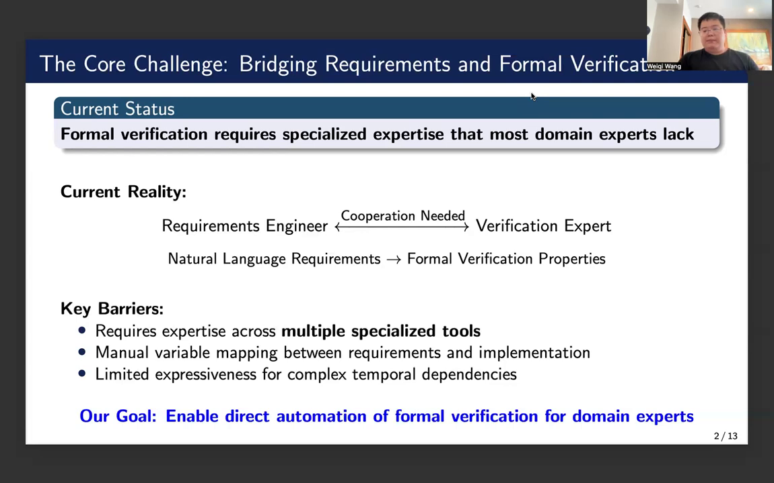First, we and the expert need to understand the tools, like multiple tools for formal verification. The second is that we still need some manual steps to map the variables between the requirement and the implementation variables. Besides that, many tools have limited expressiveness for complex temporal dependencies, so some constraints cannot be expressed in the system automatically, and they still need manual steps. What we want to do is enable direct automation of formal verification for domain experts.